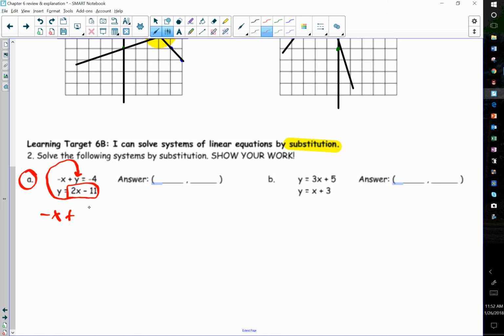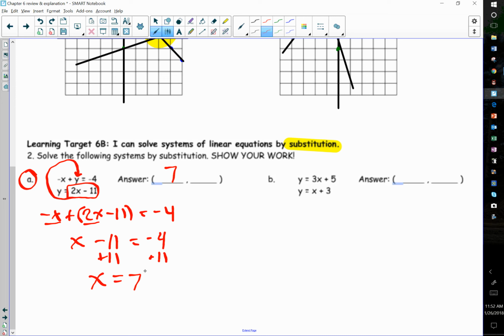So I get negative x plus 2x minus 11 equals negative 4. And now I have one equation with one variable. I can solve for that variable. In this case it's x. Negative x plus 2x is x. Keep going, add 11 to both sides. X equals 7. I have half my solution.